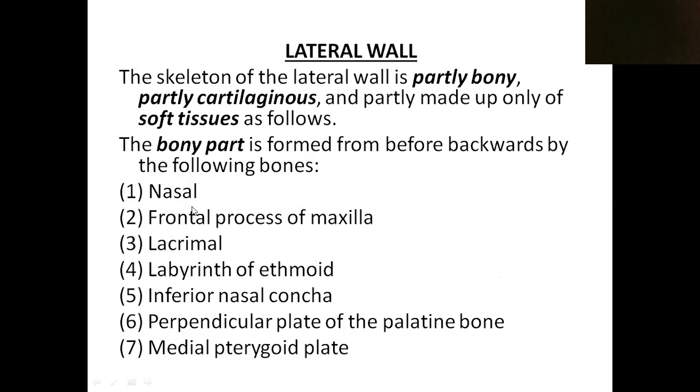The lateral wall is made up of bones and cartilage. What are the bones? Nasal bone, frontal process of maxilla, lacrimal bone, labyrinth of ethmoid, inferior nasal concha, perpendicular plate of palatine bone, and medial pterygoid plate. So the lateral wall is made up of bones and cartilages. Then bones, what are the bones?